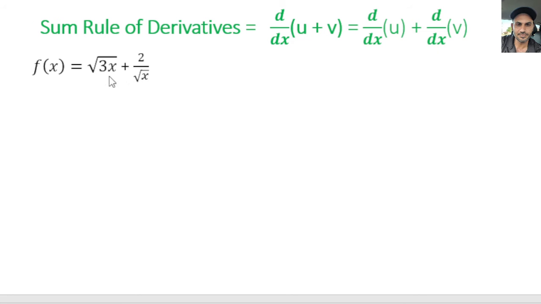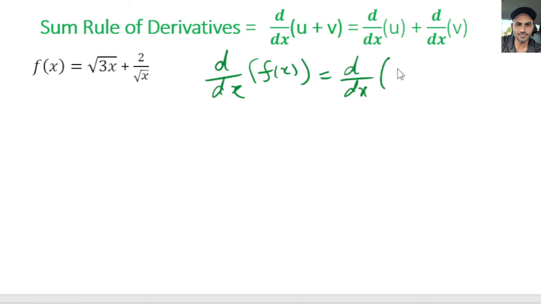So, for example, right here, you have square root of 3x plus 2 over square root of x. This function has two terms. So when we take the derivative, we are going to take the derivative of square root of 3x plus the derivative of 2 over square root of x. So let's start with this. Let's write it in this notation. We have d over dx of f of x. So we're taking the derivative of the function, and that would be d over dx of square root of 3x plus 2 over square root of x.